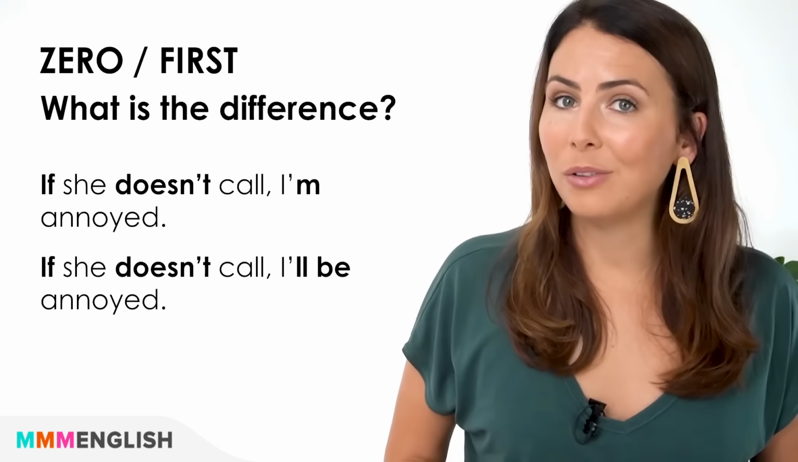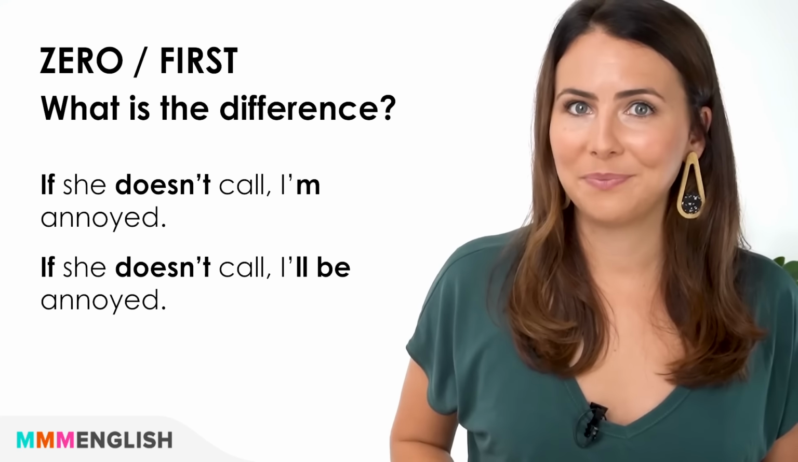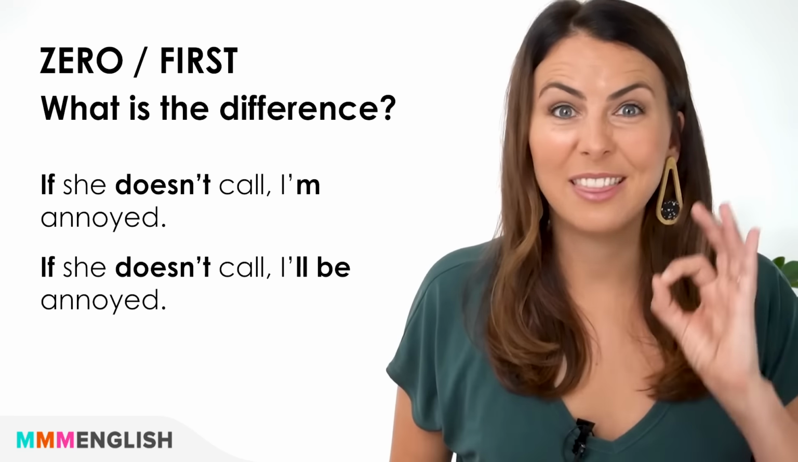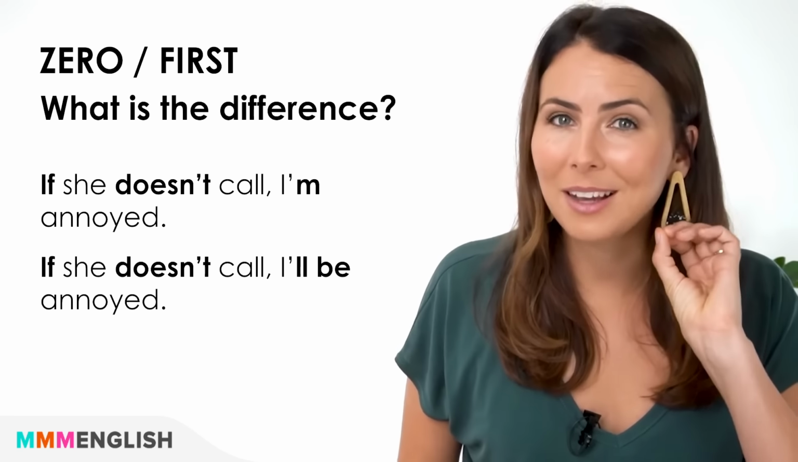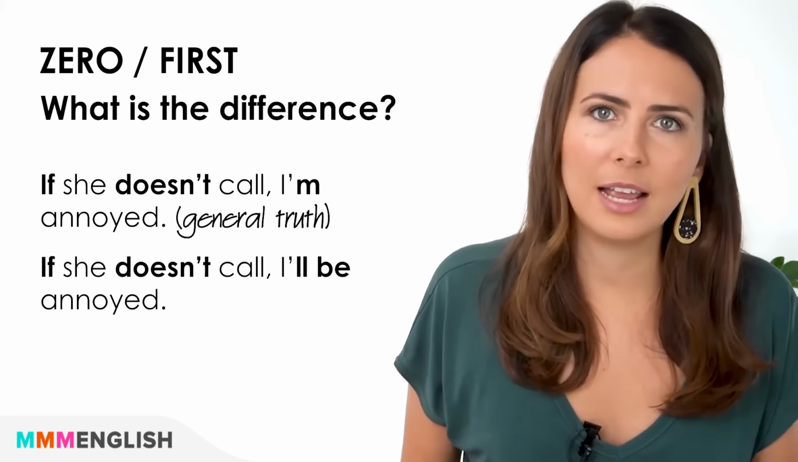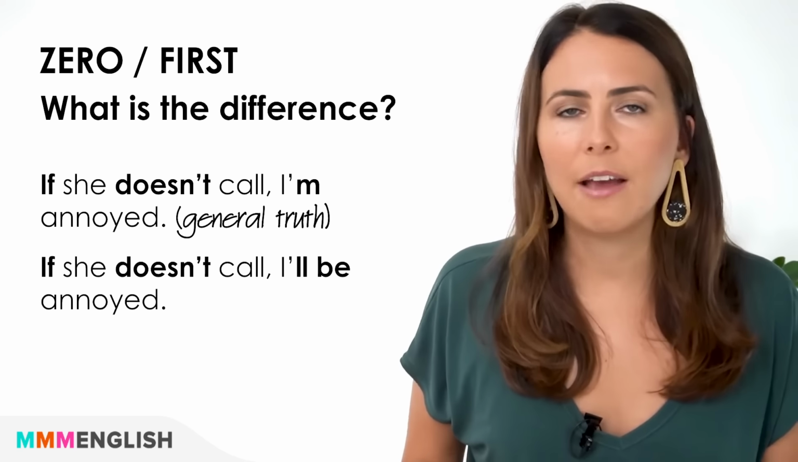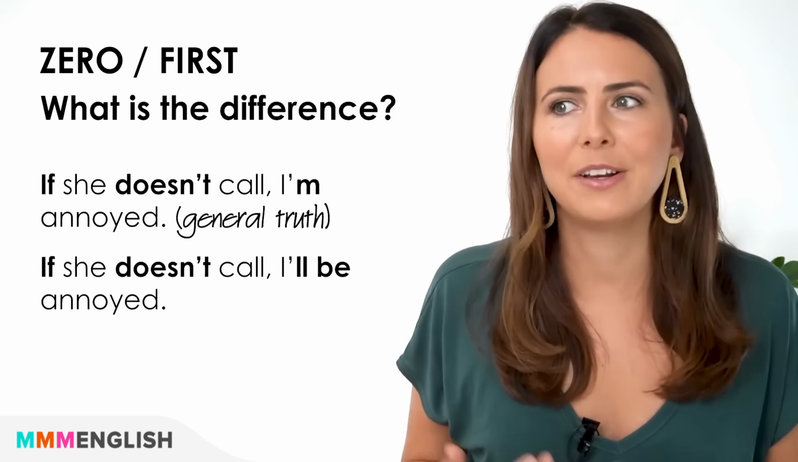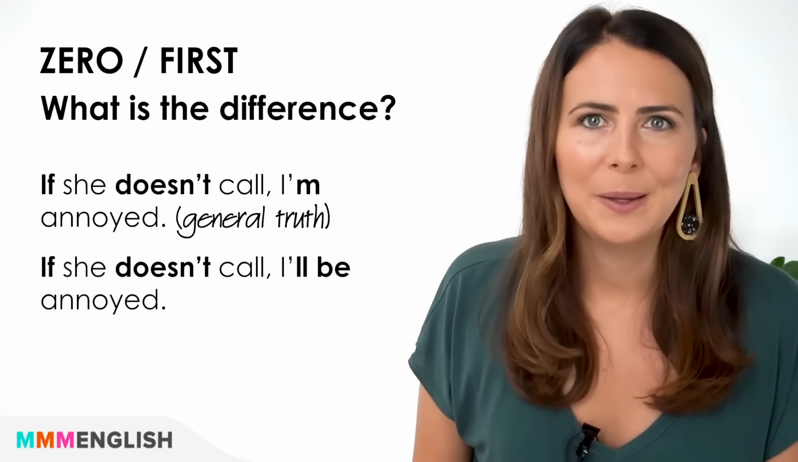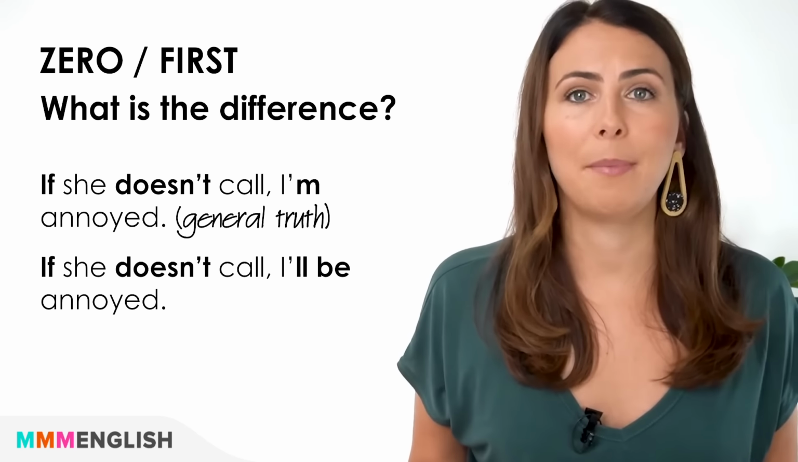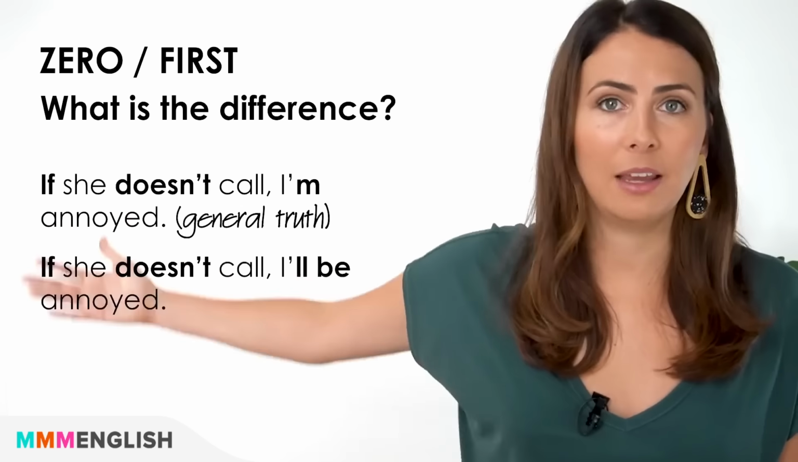If she doesn't call, I'll be annoyed. So in the first situation, the zero conditional is used because it's something that happens a lot, right? She often doesn't call, and every time I'm annoyed. Every time she doesn't call, I'm annoyed. It's a really general statement about how I feel on many occasions.